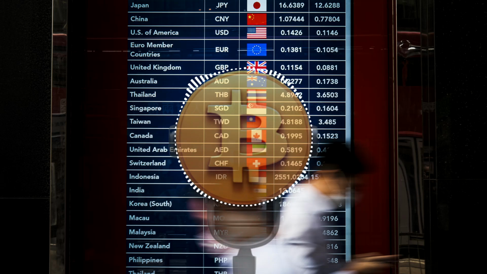Then they figure out how much it costs to buy the same basket of goods in a bunch of different countries using each country's local currency. To make sure they're comparing apples to apples, they convert the total cost of each basket into a common unit, usually US dollars, so they can measure and analyze the data.